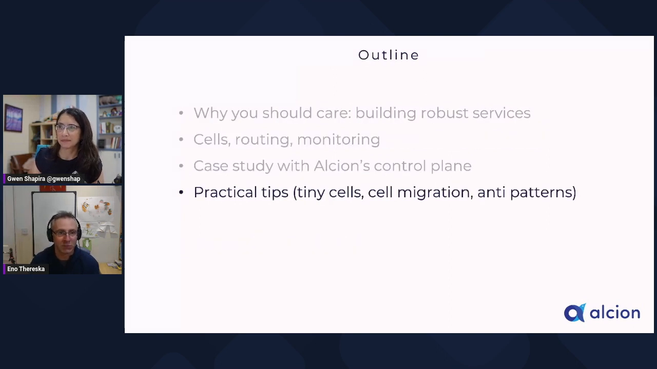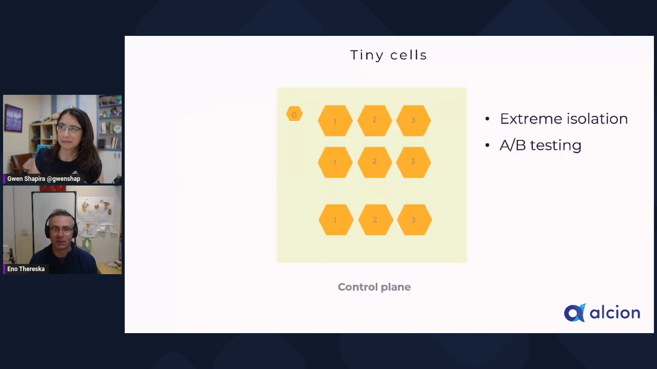So a couple of practical tips to end with. The first one, tiny cells. This is useful for extreme isolation. Sometimes you might have a customer that needs to reside in a particular zone, maybe a government customer, or some customer that really must not reside with anybody else on that account. Sure enough, you can open a cell and put the customer there. That's great.